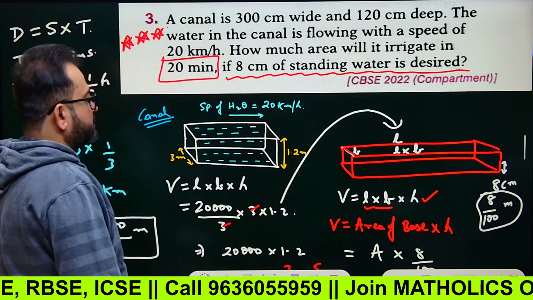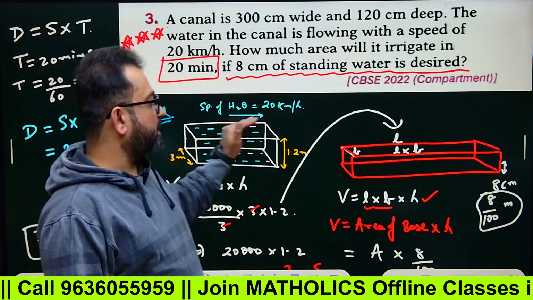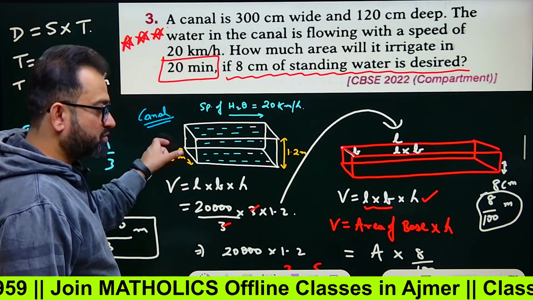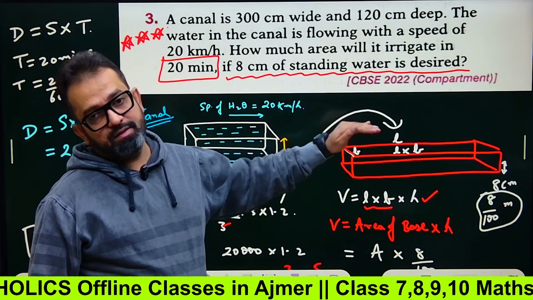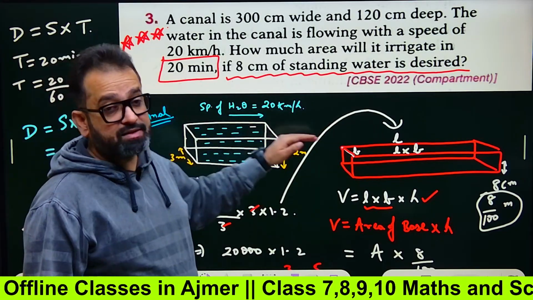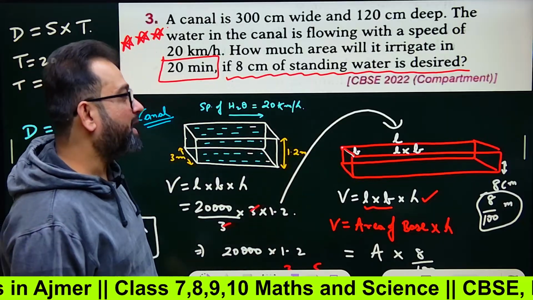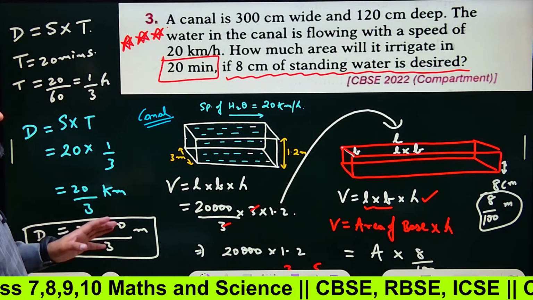See, this water is flowing. Yes or no? Now, this water is flowing like this, and this water will come and go into this land. So, this will also form a cuboid: the width is known, the height is known, but the length is not known. How will we find the length? By using distance formula. Distance equal to speed into time.